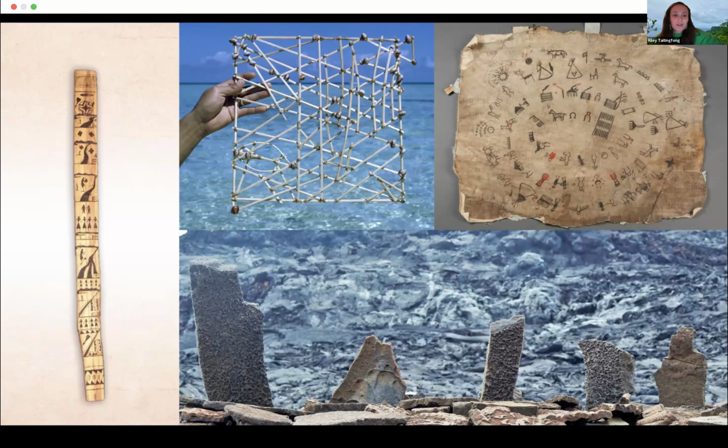The picture with the ocean in the background. This is a Marshallese stick chart. This is from Micronesia, so the neck of the woods where my people are from in the Great Pacific Ocean. This is something that's used by navigators to map out waves and currents and atolls. And then going to the right, this is a winter count. And then at the bottom, this is a stellar instrument that sits atop Mauna Loa on Moku'uMaurice Keawe, or the Big Island of Hawaii.